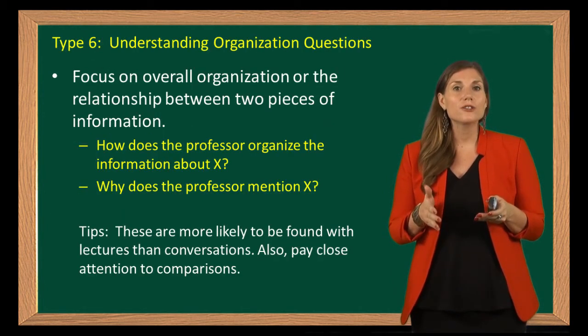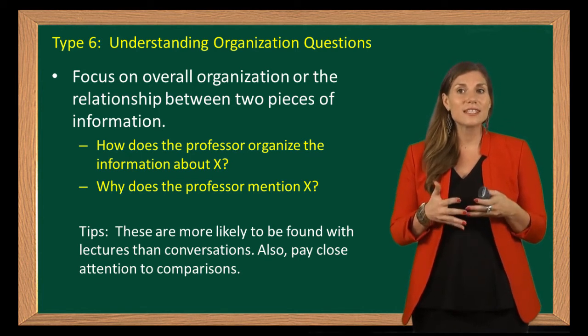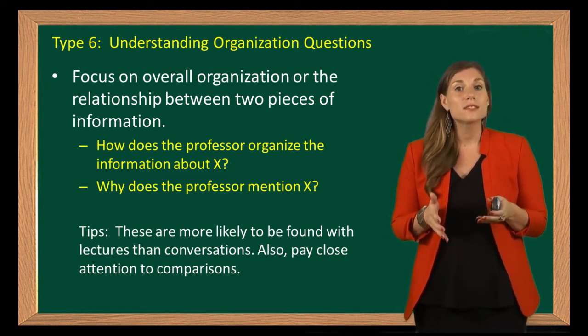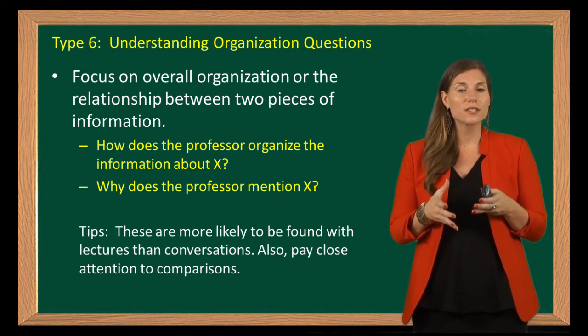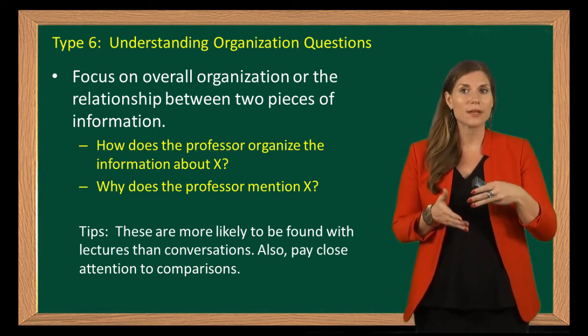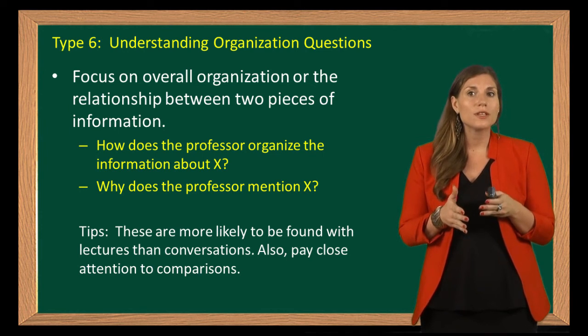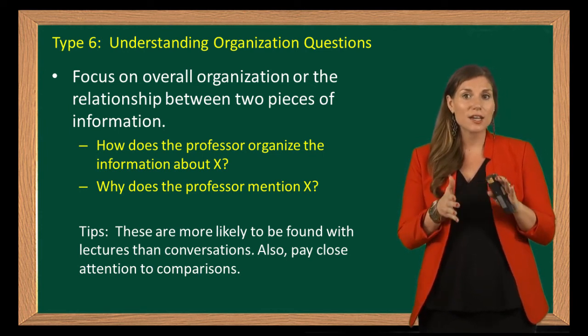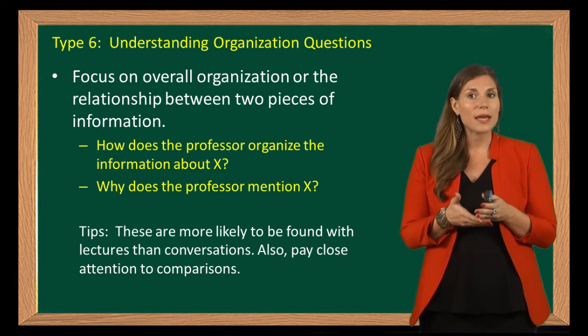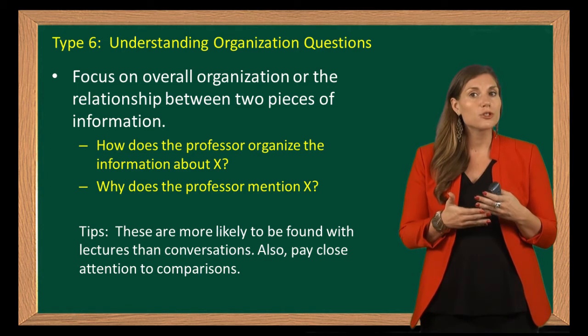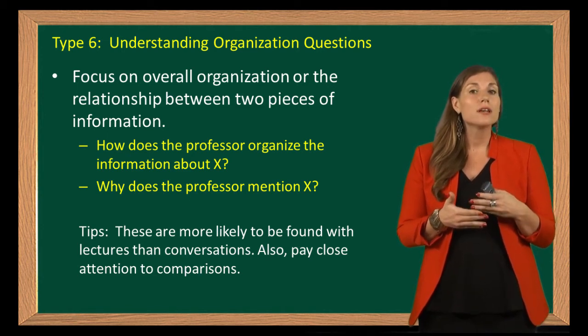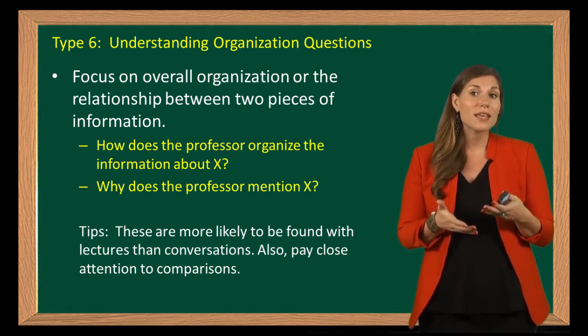Type 6, Understanding Organization questions. This is the first of the connecting information questions. Some understanding questions may ask you to identify or recognize how one statement functions with respect to surrounding statements. Functions may include indicating or signaling a topic shift, connecting a main idea to a subtopic, providing an introduction or a conclusion, giving an example, starting a digression, or even making a joke.